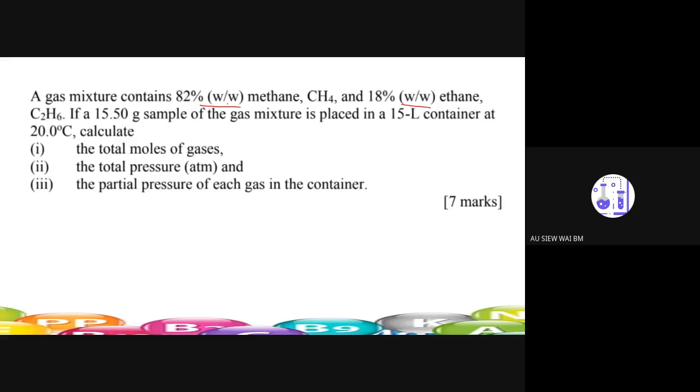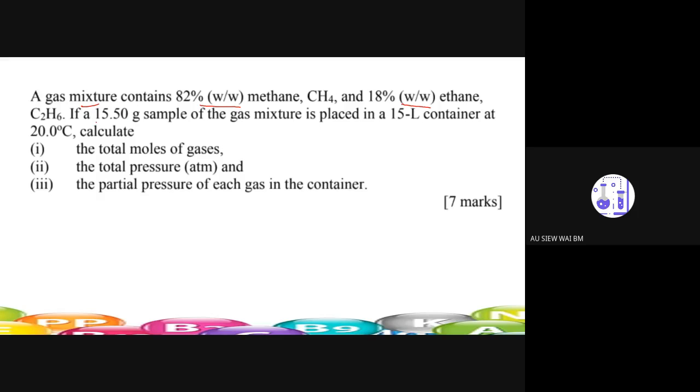So please remember percentage by mass. It is not necessarily only used in a solution. Not necessarily in the solution, there can be a mixture of gas. As long as it is a mixture, it can have a percentage by mass. So a gas mixture contains 82% by mass of methane gas CH4 and 18% of ethane C2H6.